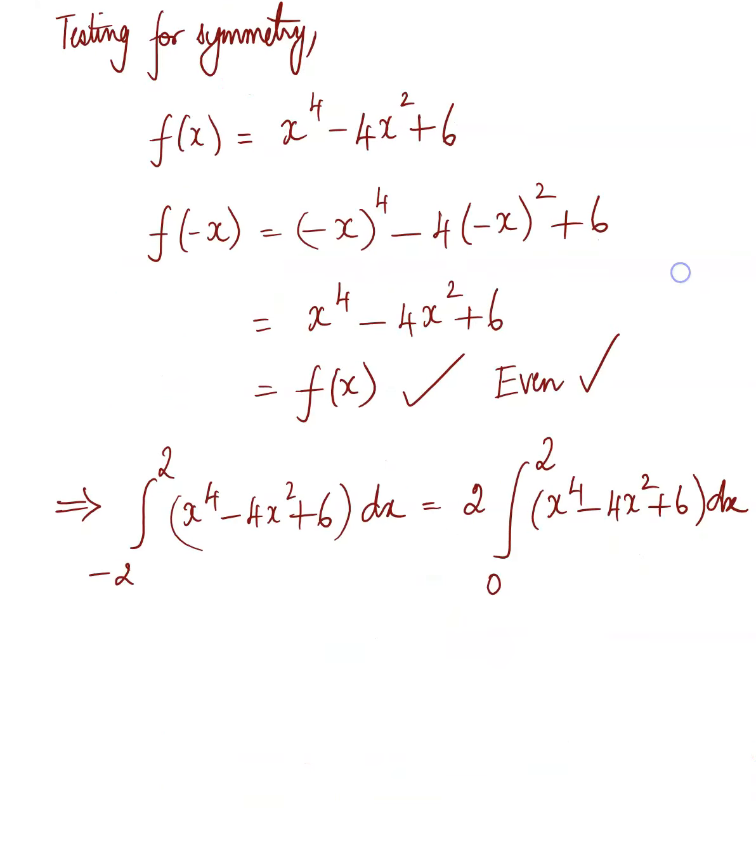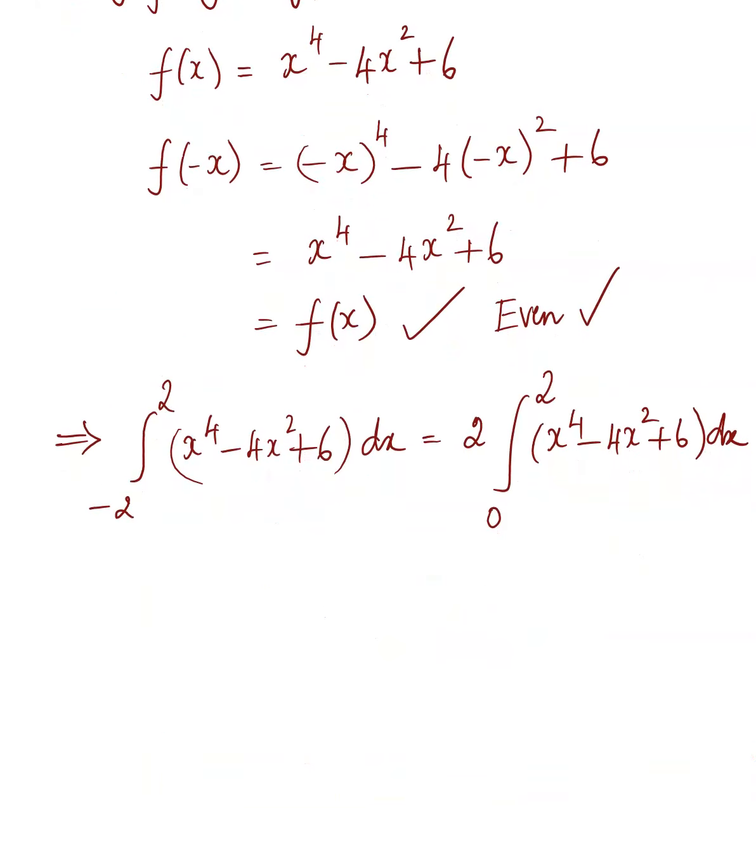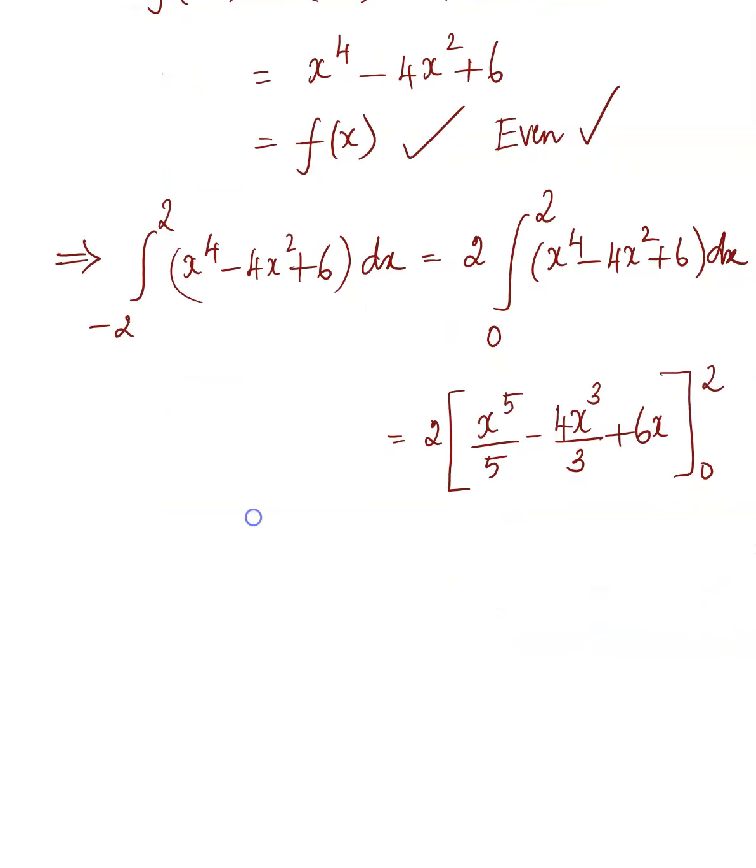I personally feel computationally there's not much of a difference, because you're going to do negative 2 instead of the 0. But the advantage computationally is that because of the 0, the computation is just easier. So that's going to be x to the power 5 over 5 minus 4x cubed over 3 plus 6x, and it goes from 0 to 2. That's 2 times, so 0 to 2, so 2 first.